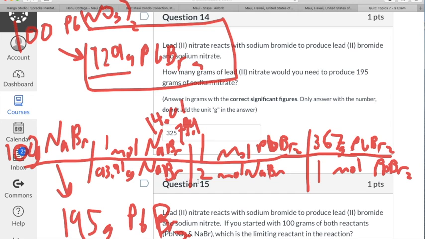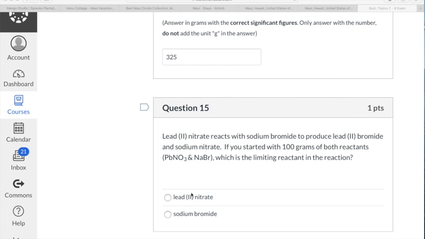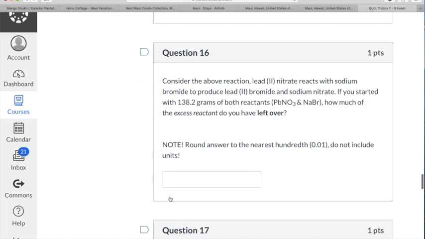which is good. Maybe we should write that down because, knowing what's coming up, having read through all the questions before I took the test, I know it's going to be asking me what the limiting reagent is. So we knew it was the lead nitrate, rather, that was my limiting reagent. Which is this next question. Consider the above reaction with sodium bromide to produce lead 2 bromide and sodium nitrate. If you started with 138.2 grams of both my reactants, how much excess reactant would I have left over?